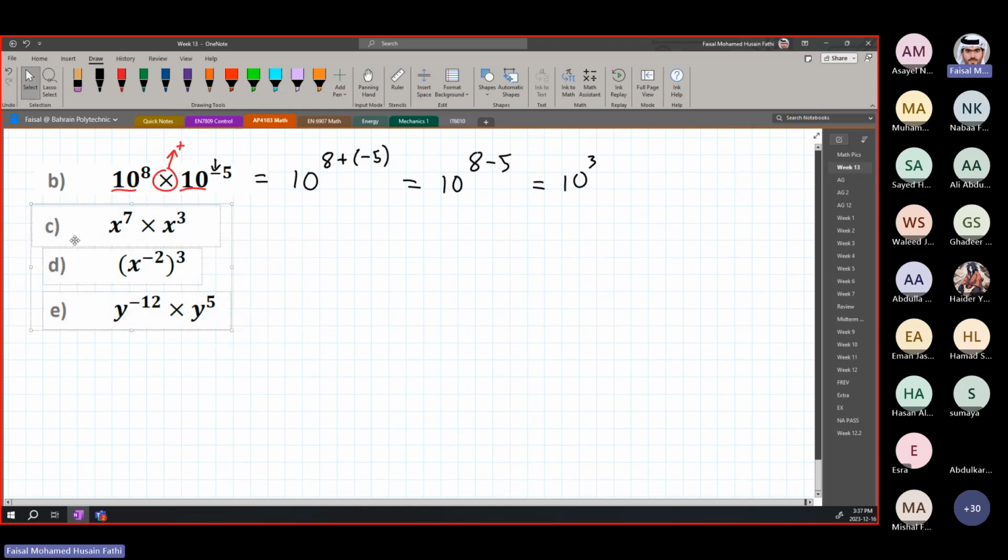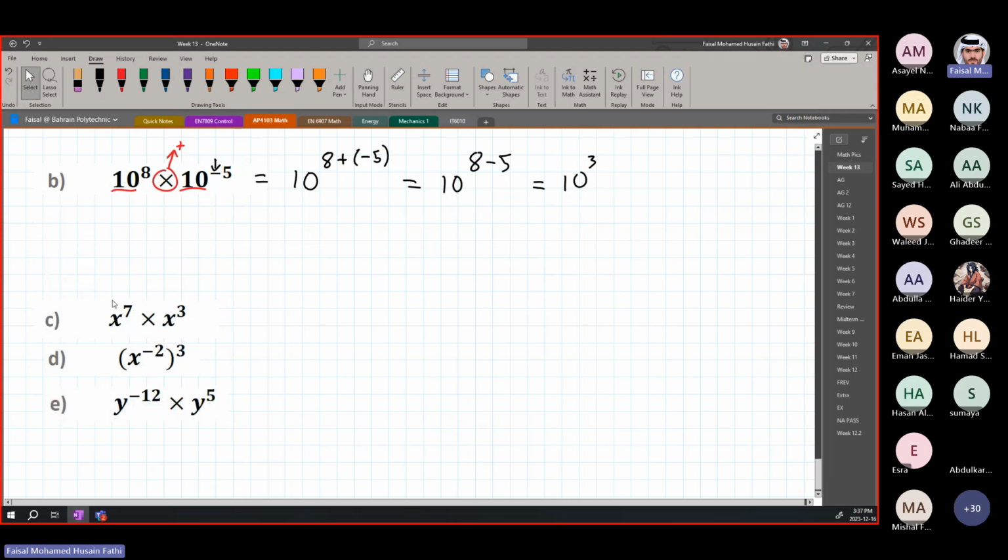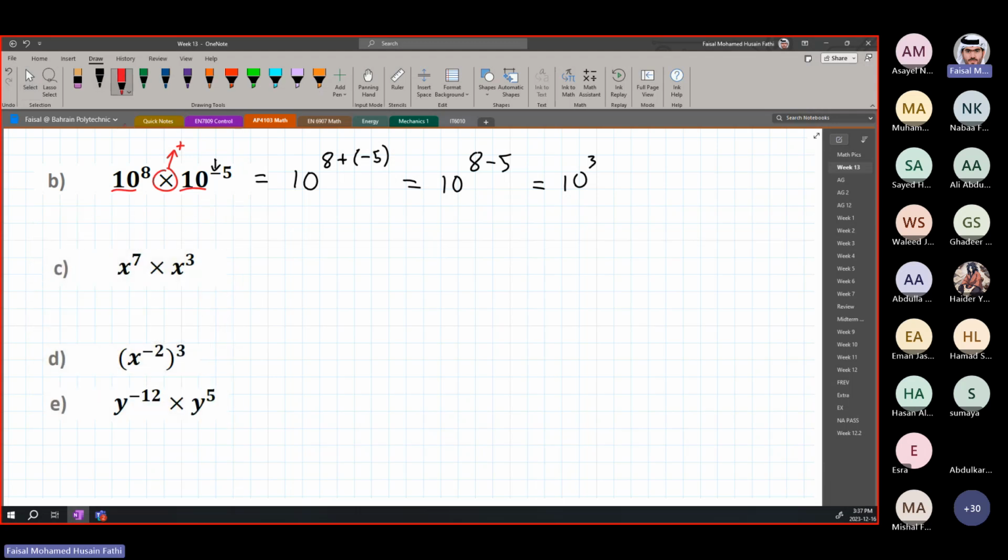Now, let's do this question. Now, x, I think this is straightforward. Same base, multiplication becomes addition, equal to x to the power of 7 plus 3, x to the power of 10. Pretty sure all of you know that by now.